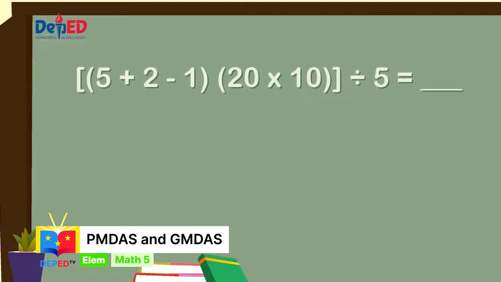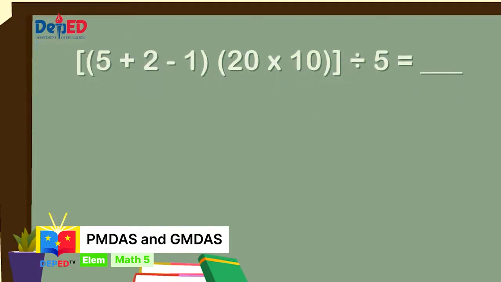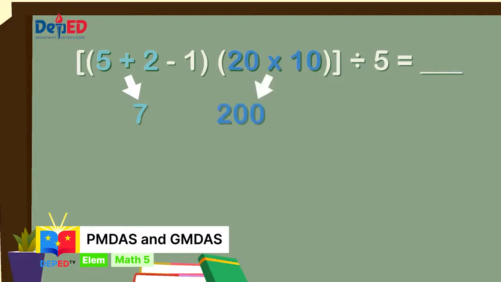With nested parentheses, begin with the innermost numbers. In this case, we solve for 5 plus 2, which gives us the sum of 7, and 20 times 10, which gives us the product of 200. That means we are left with [(7 - 1)(200)] divided by 5.